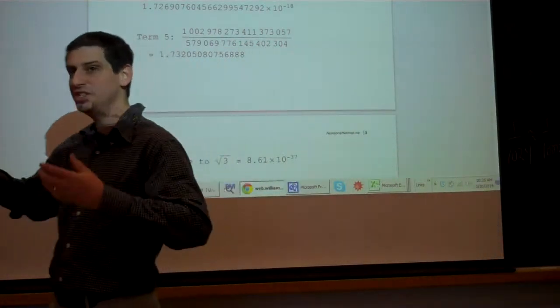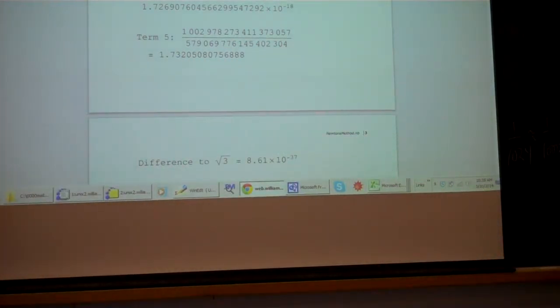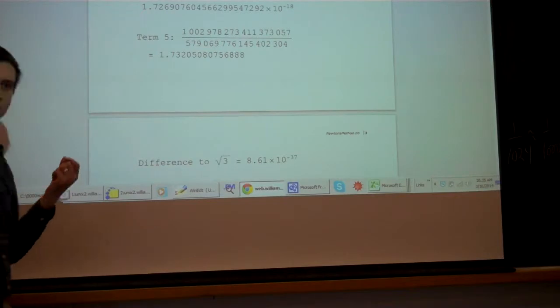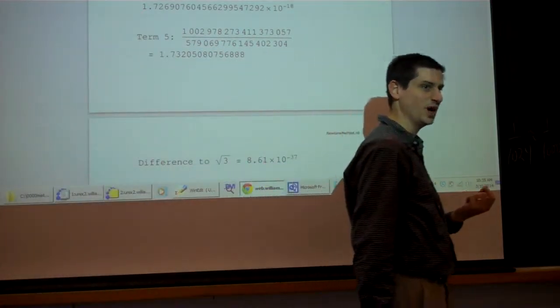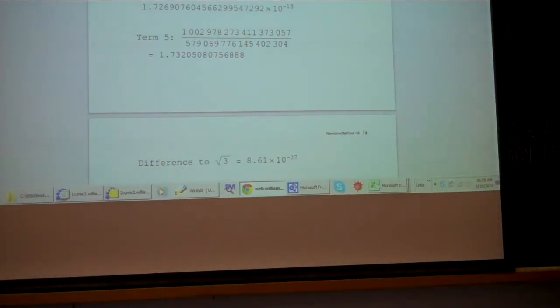What doubles? Before, when we did divide and conquer, the error went in half. Here it's the exponent that doubles. Every time you apply Newton's method, you double the number of decimal digits you have. Okay? This beats the hell out of divide and conquer. It is not even close.